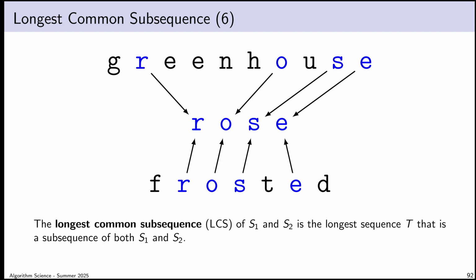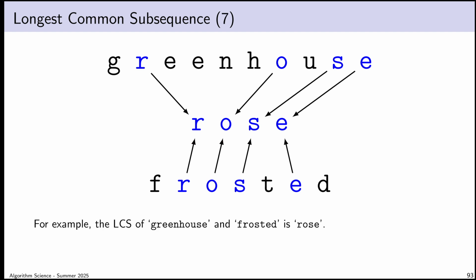And we call the longest such thing the longest common subsequence. So there could be lots of sequences that are subsequences of both, but I would like one that has the largest length possible. Now there could be multiple, just to be clear. The word rose is the longest common subsequence of greenhouse and frosted. It has length 4. There might be other common subsequences of length 4. And they would all together be the longest common subsequences. So there could be multiple possibilities, but the longest common subsequence of these two things has length 4. And this is an example of it. I think it is a unique example.